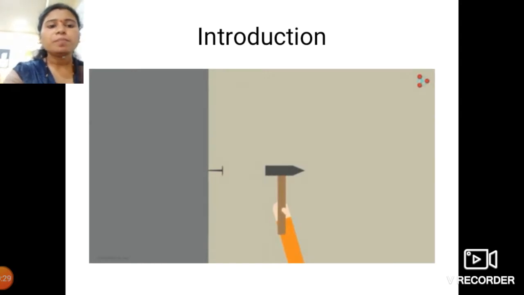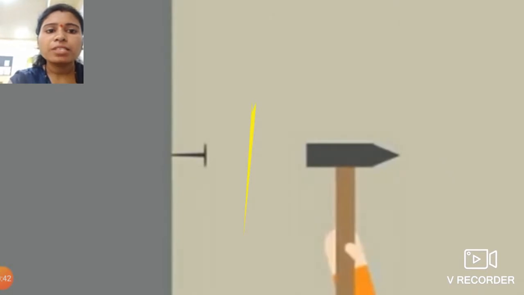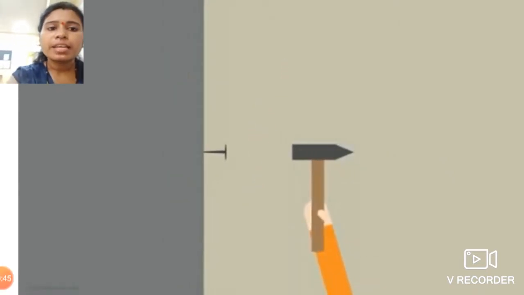Here I have taken the example of a nail and a hammer. See in this picture, when you hammer an iron nail, you apply a force on the flat surface of the nail. What will happen? The pointed side of the nail, which is in contact with the wall, then applies the force on the wall and easily pierces it.